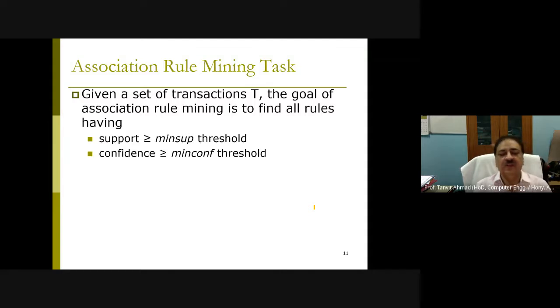Therefore, support and confidence are the measures of rule interestingness. That means they reflect the usefulness and the certainty of the discovered rules.